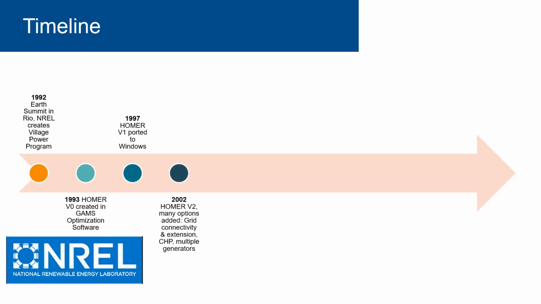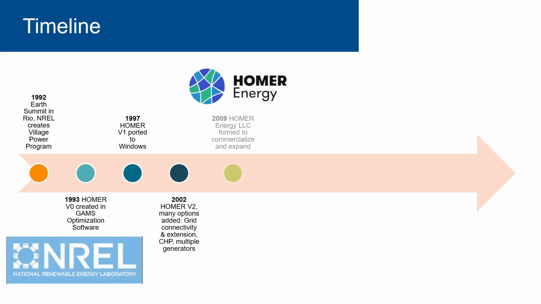And in 2002, version 2 of HOMER came out, adding grid connectivity, combined heat and power, and multiple generators. A big step forward for HOMER was in 2009, when HOMER Energy LLC was formed and signed a commercialization license for HOMER with the exclusive rights to develop and distribute it. And so that gave us access to a lot more resources than were available at NREL, where we were, anyway.